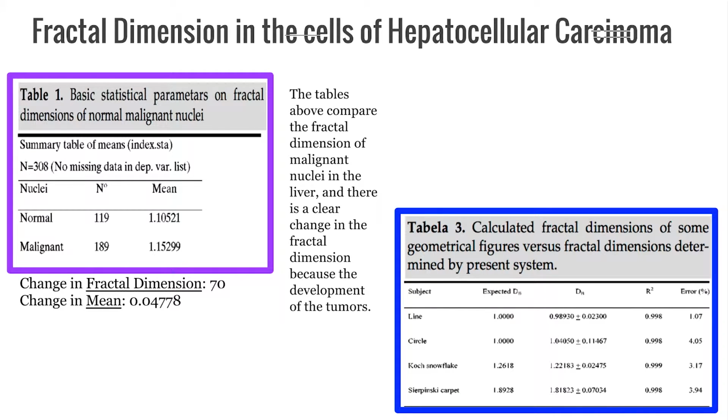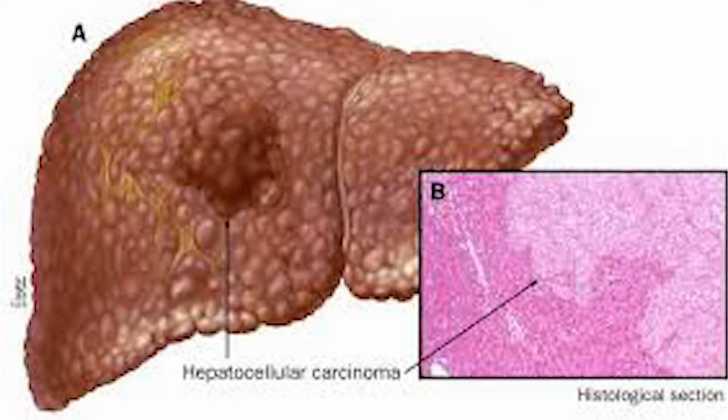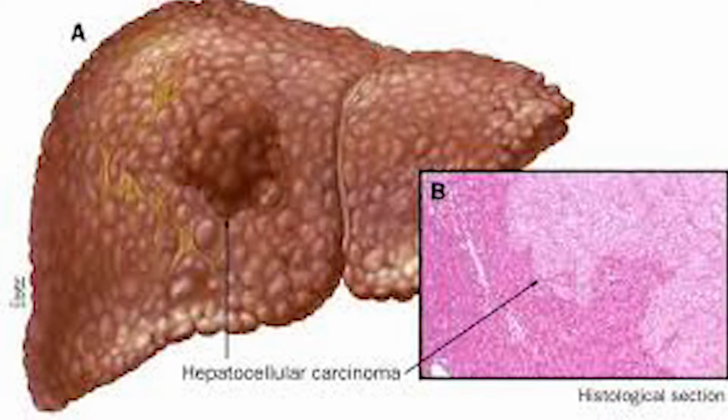Table 1 shows basic statistical parameters on fractal dimensions of normal and malignant nuclei. The change in fractal dimension showed to be 70, and the change in the mean was 0.04778. They compare the fractal dimension of malignant nuclei in the liver, and there's a clear change in the fractal dimension because the development of tumors takes up a higher space in the body and invades all the healthy cells.